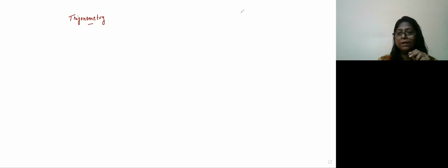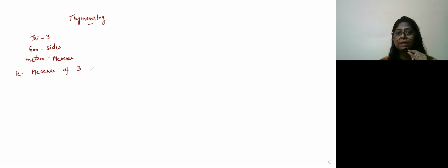Now, today we will learn about a special and a very different branch of mathematics, that is trigonometry. Children, this is a Greek word. Tri means three, gon means sides, and metron means measure. So this special branch of mathematics deals with the measure of three sides.